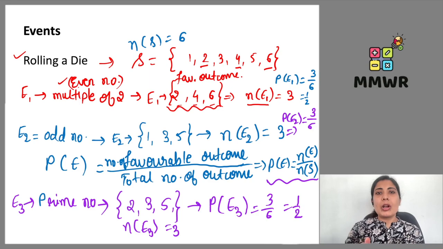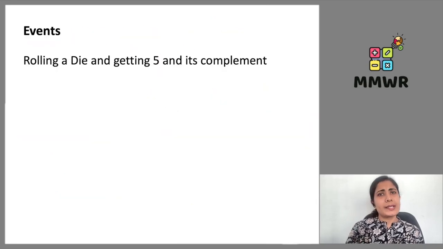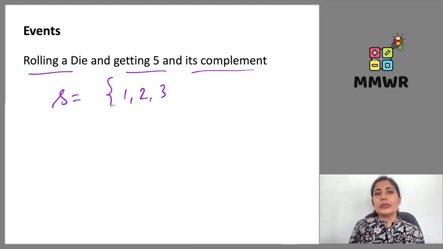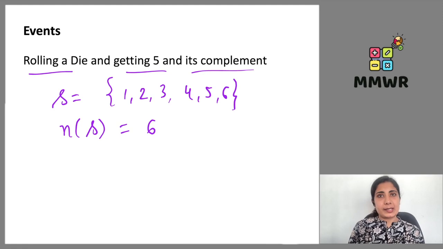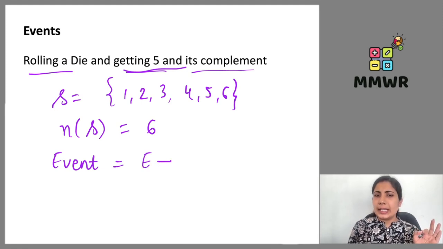Okay, now let's talk about the complementary event. What is a complementary event? So, rolling a die and getting 5, and its complement. So first of all, we are rolling a die, that means the sample space would be 1 2 3 4 5 6. Okay, so the number of all possible outcomes we can fix from here. 6 it is. Now what is the event? Here only one event has been discussed, so I am writing event. You can just write E for that event. Getting 5.